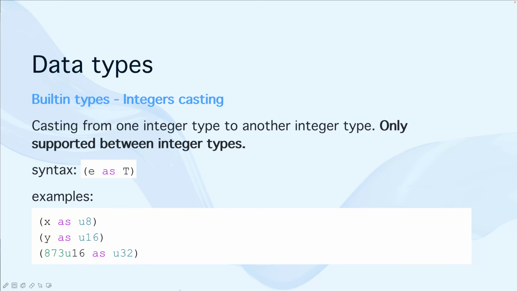This is because Move is a strictly statically typed programming language designed for security. And here are some examples: cast x as U8, cast y as U16, and cast this number as U32.